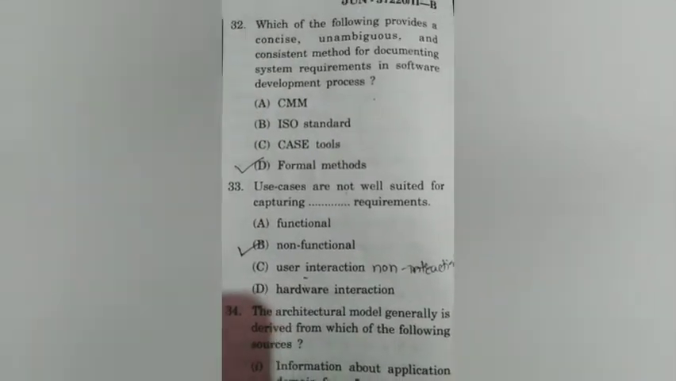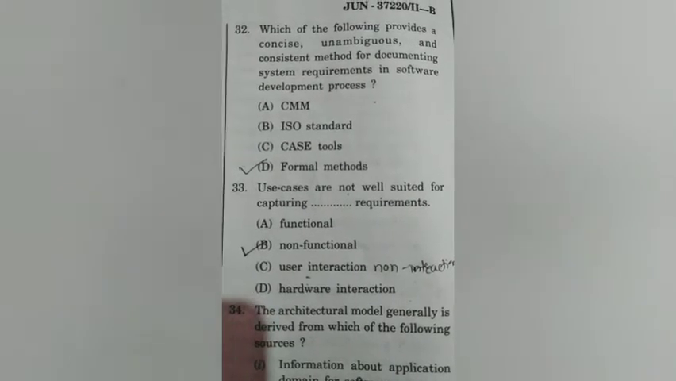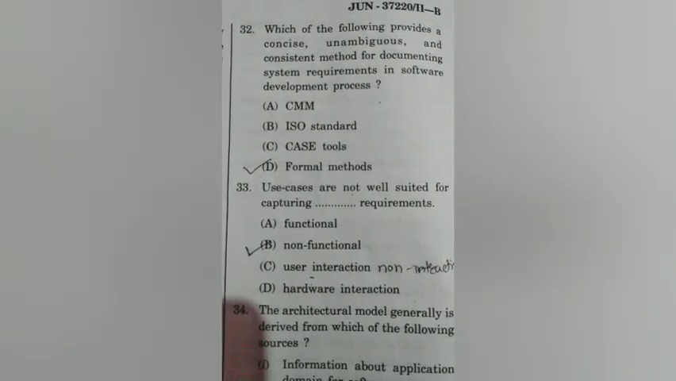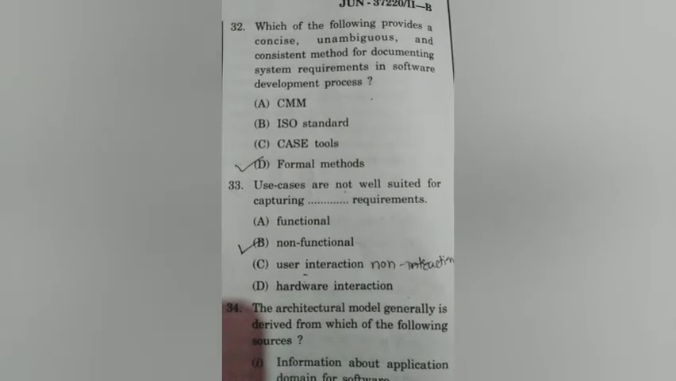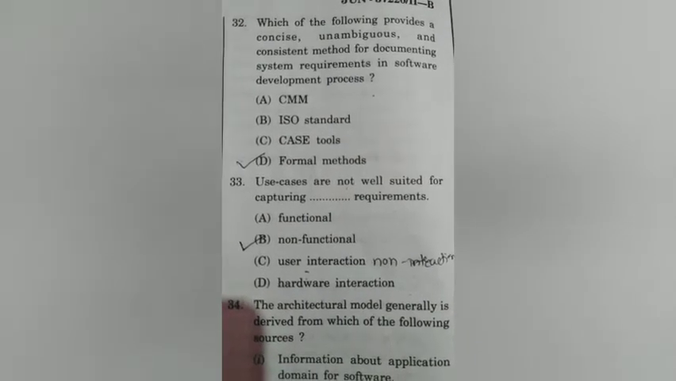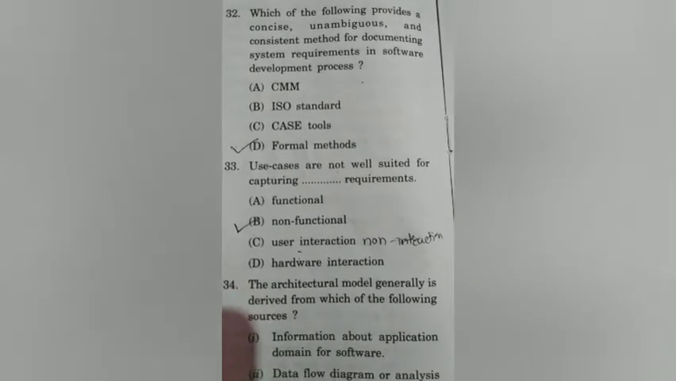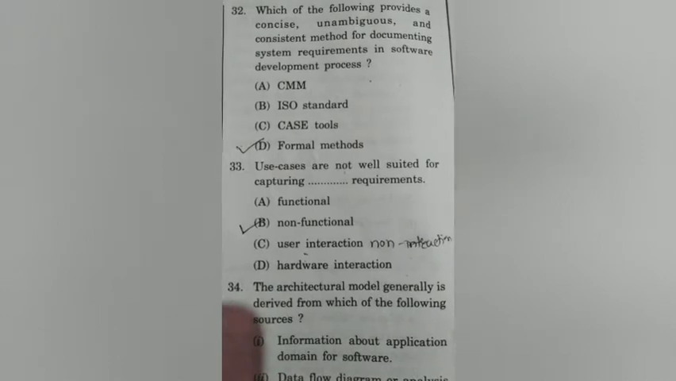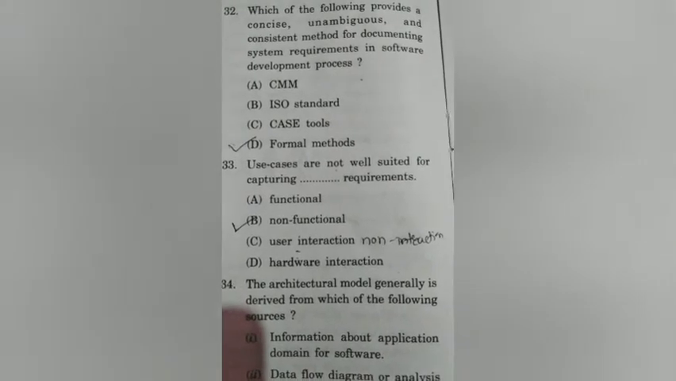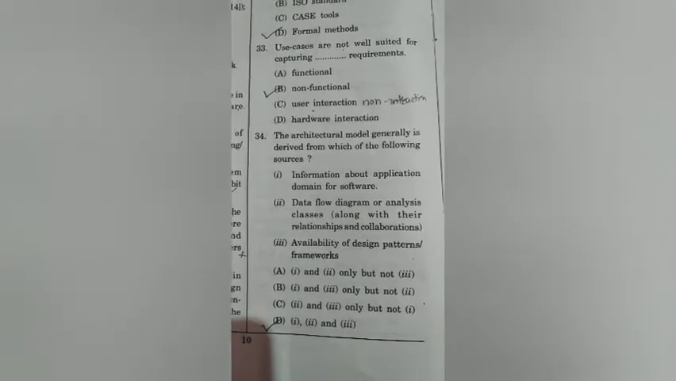Which of the following provides conscious, unambiguous and consistent method for documenting the system requirements? That is the formal methods. Option D. Question number 33. Use cases are not well suited for capturing the non-functional requirements. So answer is B. Question number 34.